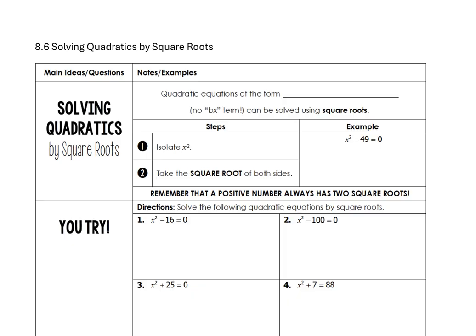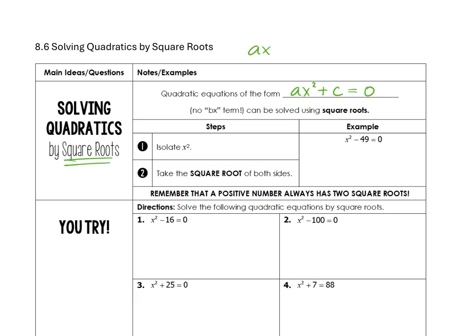So today, same thing. We're going to solve, but we're going to solve by square rooting. So the goal is still get to x equals something, okay? We just got to figure out how to get there. So how you know when to solve by square roots is when your equation looks like this. Ax squared plus c equals 0. How is that different than the quadratics we've been working with? There is no b term, okay?